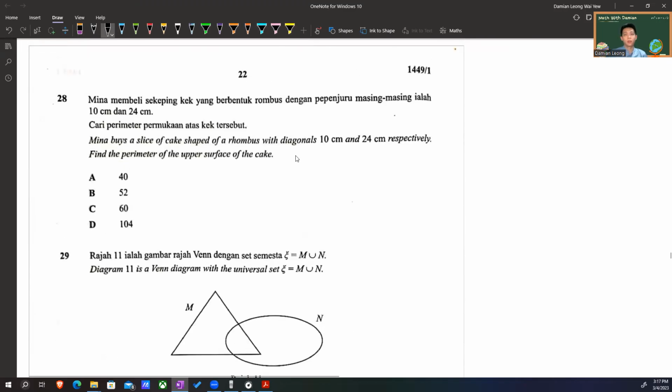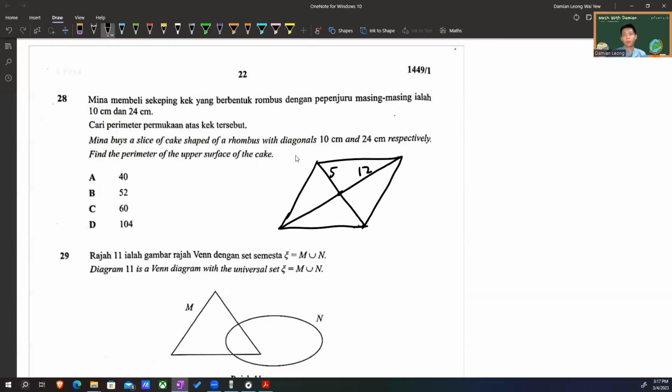Then question 28. I want the perimeter of the upper surface of the cake. I have a slice of cake, rhombus shape, with diagonals 10 cm and 24 cm respectively. So sketch out the rhombus. All four sides have the same length. Diagonals are 10 cm and 24 cm. So here to here is 10 cm, here to here is 24 cm. They meet in the middle, so here is 12, half of 24. Here is half of the 10, which is 5.